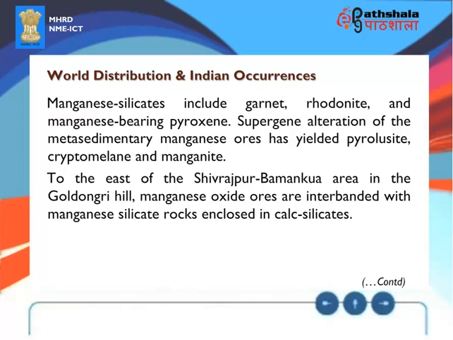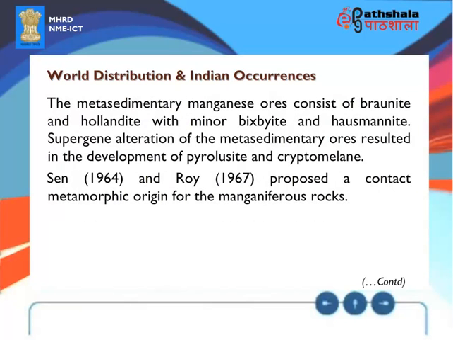To the east of the Shivrajpur Bamankuwa area, in the Goldongri Hill, manganese oxide ores are interbanded with manganese silicate rocks enclosed in calc-silicates. The metasedimentary manganese ores consist of braunite and hollandite with minor bixbyite and hausmannite. Supergene alteration of the metasedimentary ores resulted in the development of pyrolusite and cryptomelane. Sen 1964 and Roy 1967 proposed a contact metamorphic origin for the manganiferous rocks.